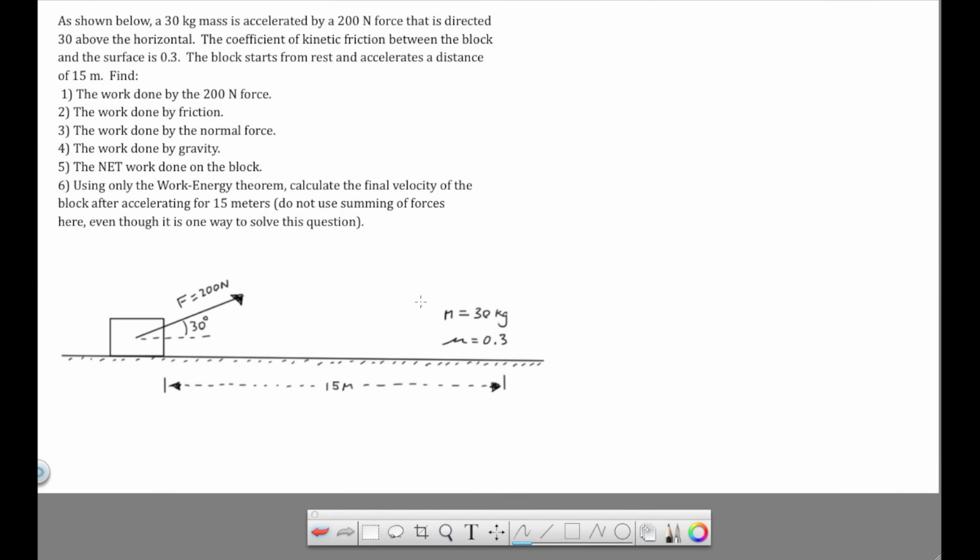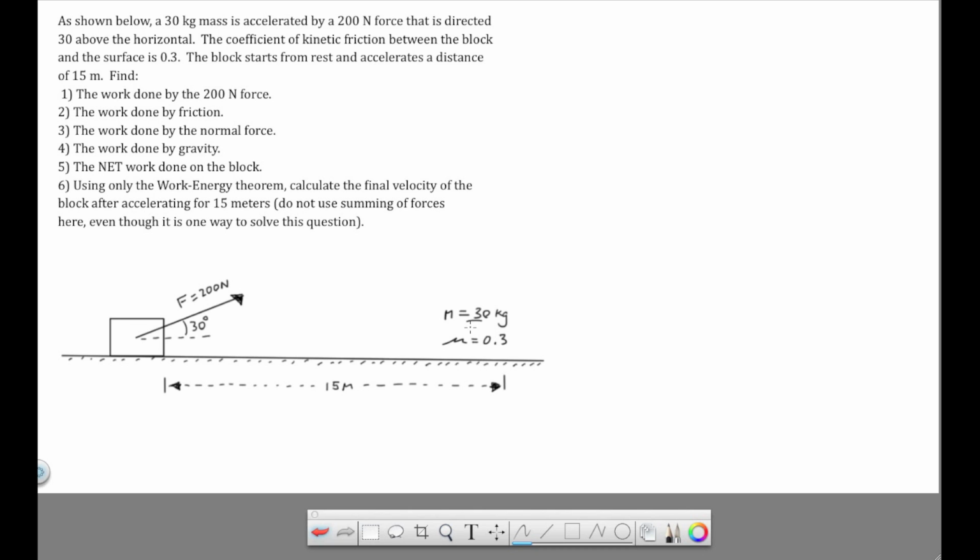Okay, so here we have a 30 kilogram mass on a level surface being acted upon by a 200 Newton force at an angle of 30 degrees. The block accelerates for a distance of 15 meters, and we're given the coefficient of friction as 0.3, so friction is present, and we also have the mass of the block, which is 30 kilograms.